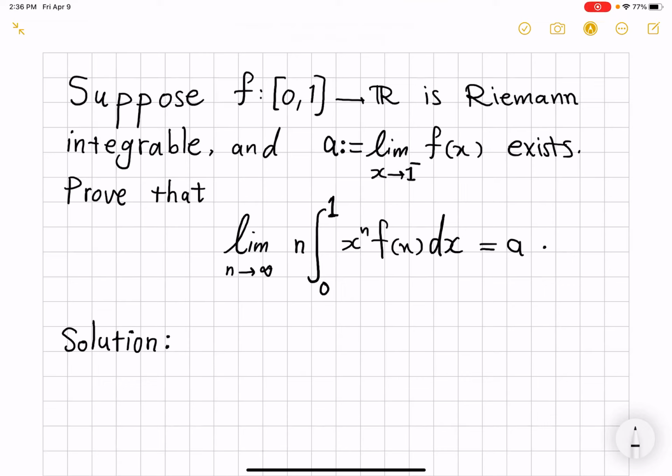Hello everyone, welcome back to another one-dimensional Riemann integral question. An interesting question that appeared in some preliminary exams in fact.